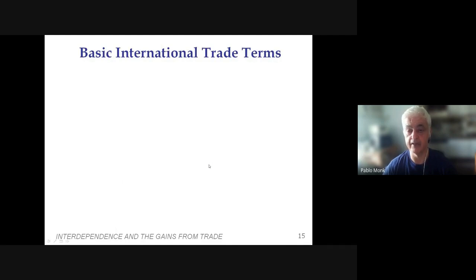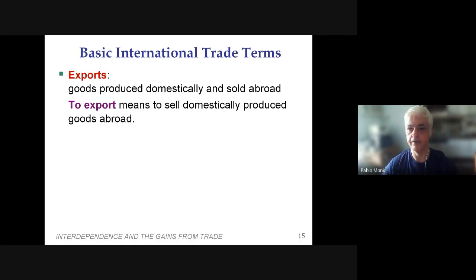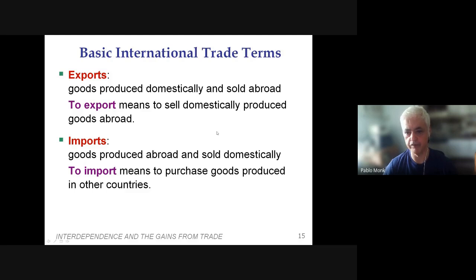Okay, so now let's think about international trade. So you know this word called export, right? Exports are goods that we make in this country domestically and we sell abroad. And so the verb to export means to sell domestically produced goods abroad. So of course, countries will then sell what they make in their own country abroad. And imports is the opposite, right? Goods produced abroad and sold domestically, that are sold in my country. So import is we purchase these goods that are produced in other countries. This is all okay, right?